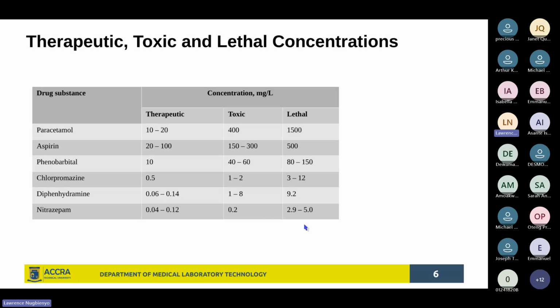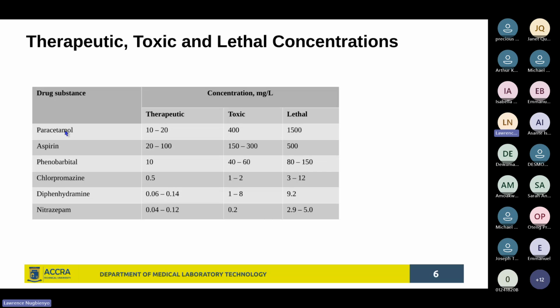It is only that when the substance is below a certain threshold, then that substance does not pose any toxic effect. So we look at common drug substances that are on the market, and we look at concentrations of these drug substances, the differences in the concentrations that can have either therapeutic effect, toxic effect, or even lethal effect, that is, resulting in death.